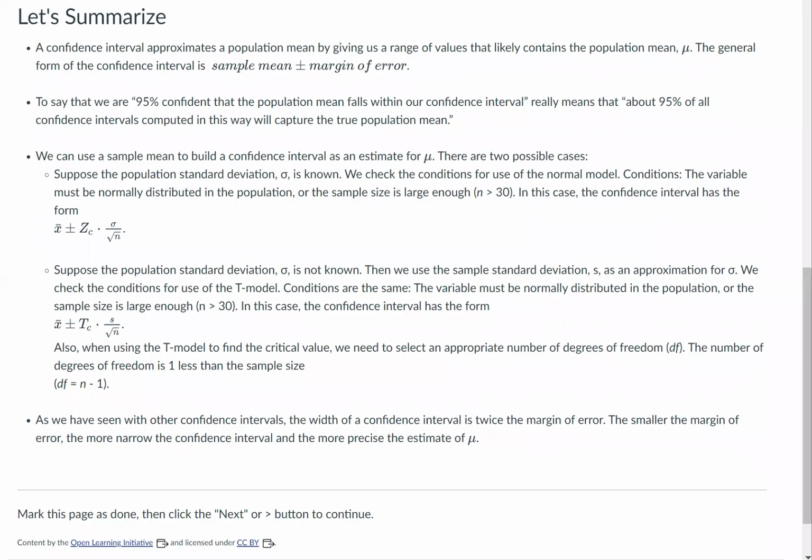All right, now we will summarize what we've learned in this module. A confidence interval approximates a population mean by giving us a range of values that likely contain the population mean mu. The general form of the confidence interval is sample mean plus or minus the margin of error. That's probably a good thing to write down somewhere in your notes if you haven't already.